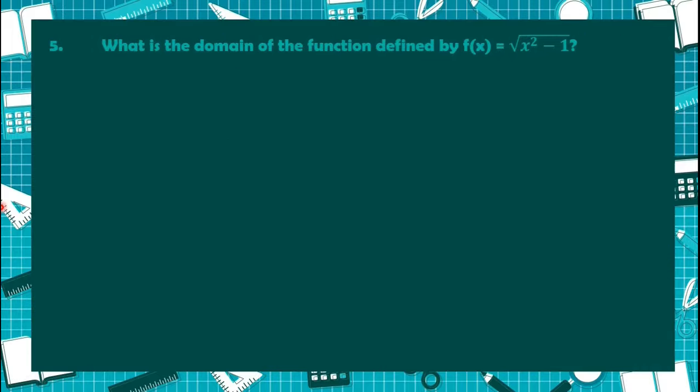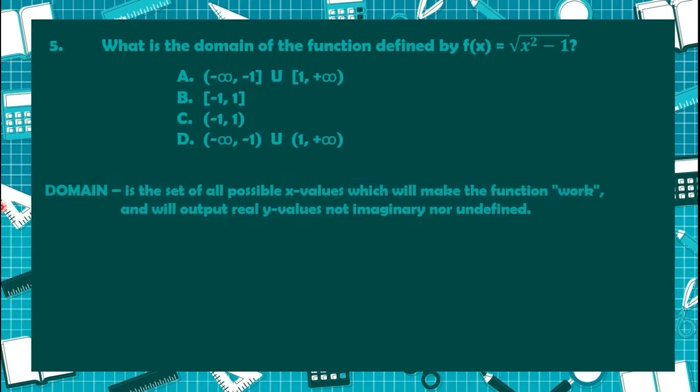Let's move on to our last question on algebra. What is the domain of the function defined by f of x equals the square root of x squared minus 1, A, B, C, or D? This question involves domain. The domain is the set of all possible x values which will make the function work and will output real y values, not imaginary nor undefined.